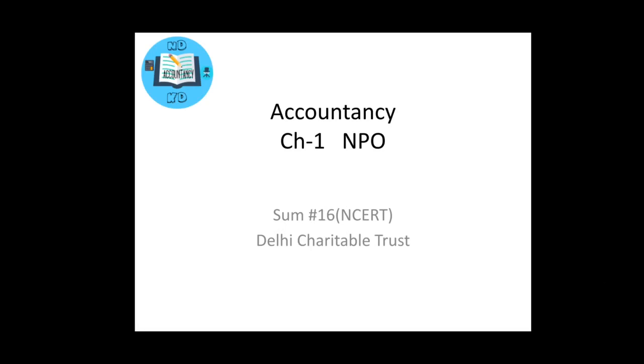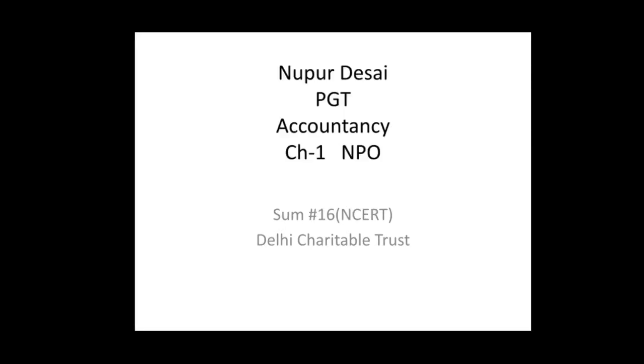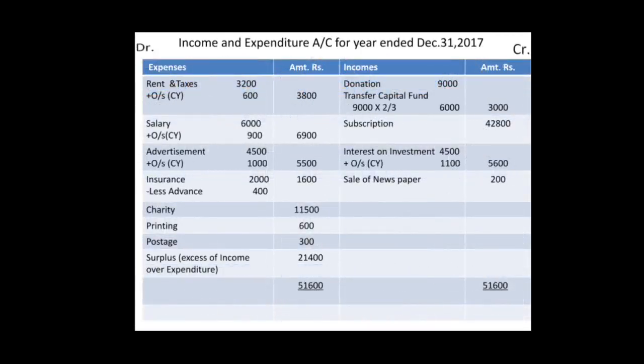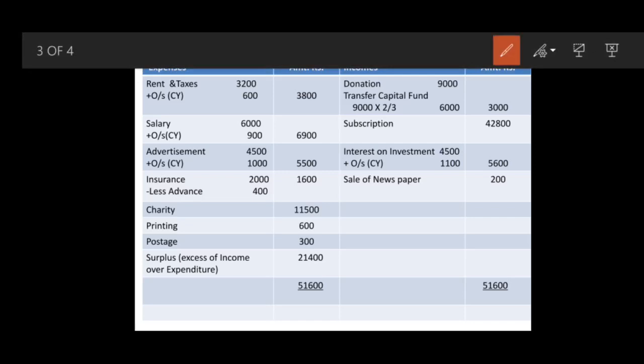So switching towards the very first payment side of the receipts and payments account, charity. Charity is a payment for the charitable trust. So it's an expense for the business. So expenses will be transferred, charity will be transferred on the debit side, that is charity.